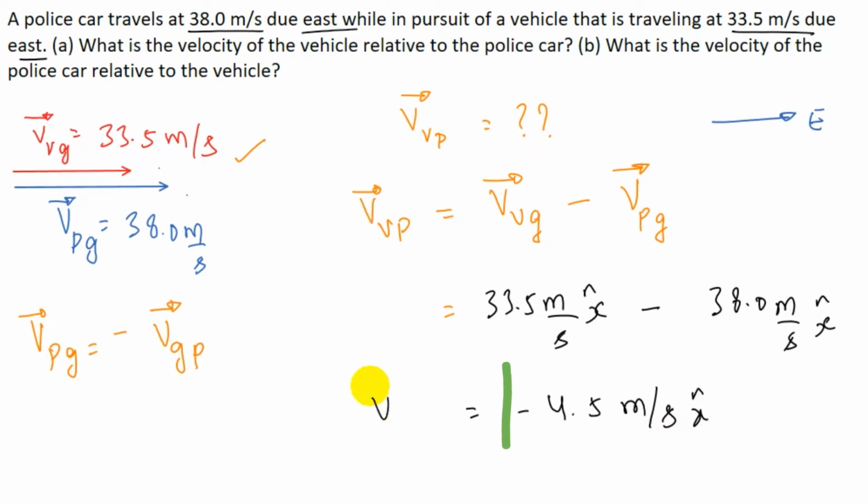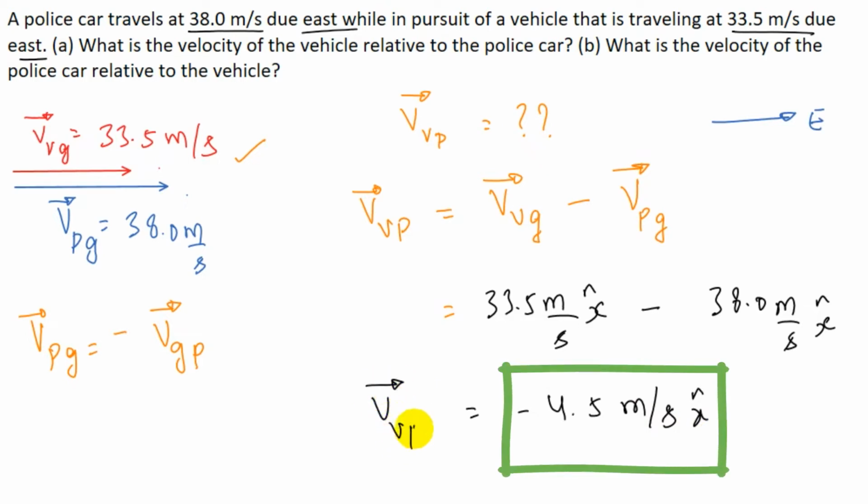So this is the velocity of the vehicle relative to the police car, and this negative sign shows that it is just opposite to the east direction, which is west. So the velocity would be in the west direction. We can represent it on the figure also. This will be the velocity of the vehicle relative to the police car. So this was the solution for the A part.